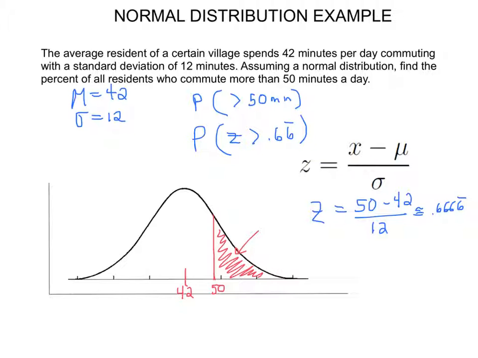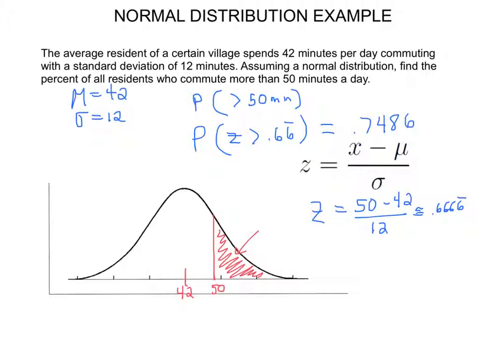And what we need to do then is look at our chart. Now I can't pull up the chart for you, but I'm going to tell you, looking at it, that the probability of z being less than 0.67 is going to be 0.7486. Now let's remember what this means.